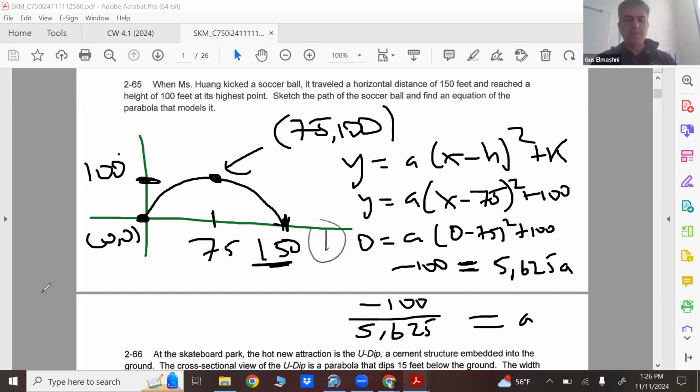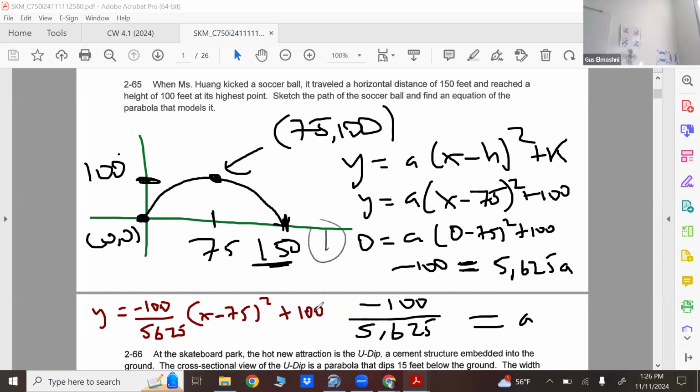So the equation's pretty easy. It's y equals negative 100 over 5625, times (x minus 75) squared, plus 100. When I squared 75, it is negative. Yeah, it is. So again, pretty simple. Visualize the situation. How does the jump look with a soccer ball, a projectile, whatever you're dealing with? Figure out your vertex and the other points. X-intercepts are pretty easy to utilize, and just plug it all into vertex form.